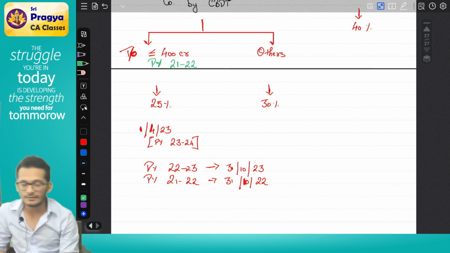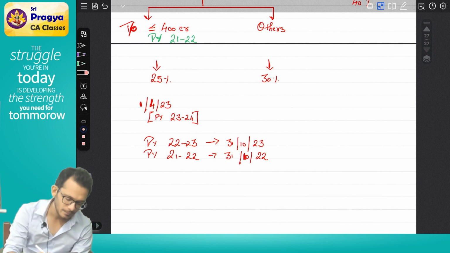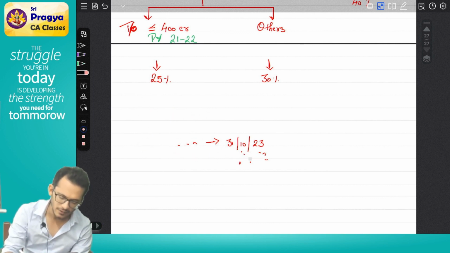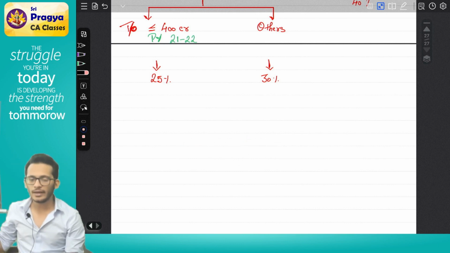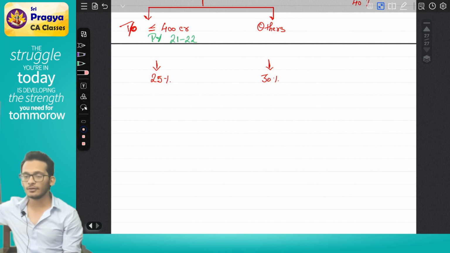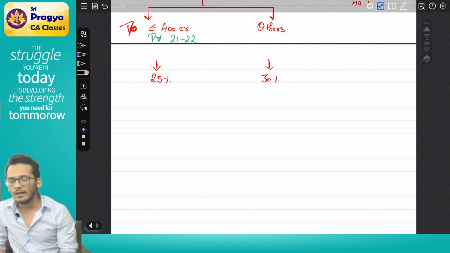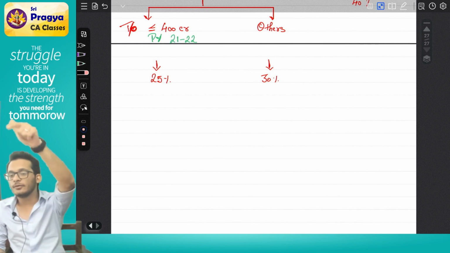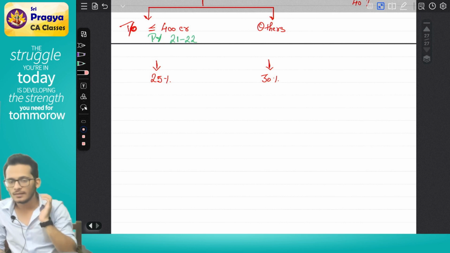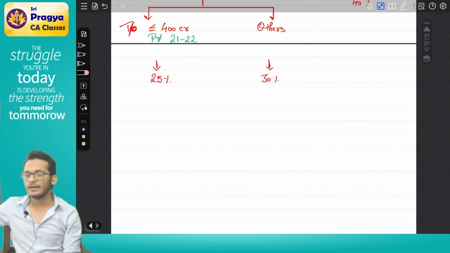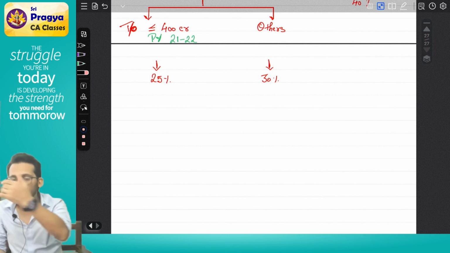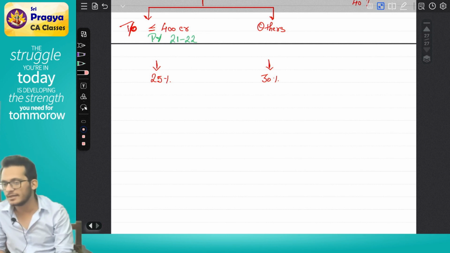Clear? Not clear? Now understand, this previous year keeps changing every single year. Yes or no? Now understand, you are in previous year 23-24, therefore you are looking at 21-22 because that is the latest return. Assuming you are in previous year 24-25, by then the 22-23 return would have been filed, so the department can now check 22-23. So this keeps changing every year. For your exam, it is 21-22.